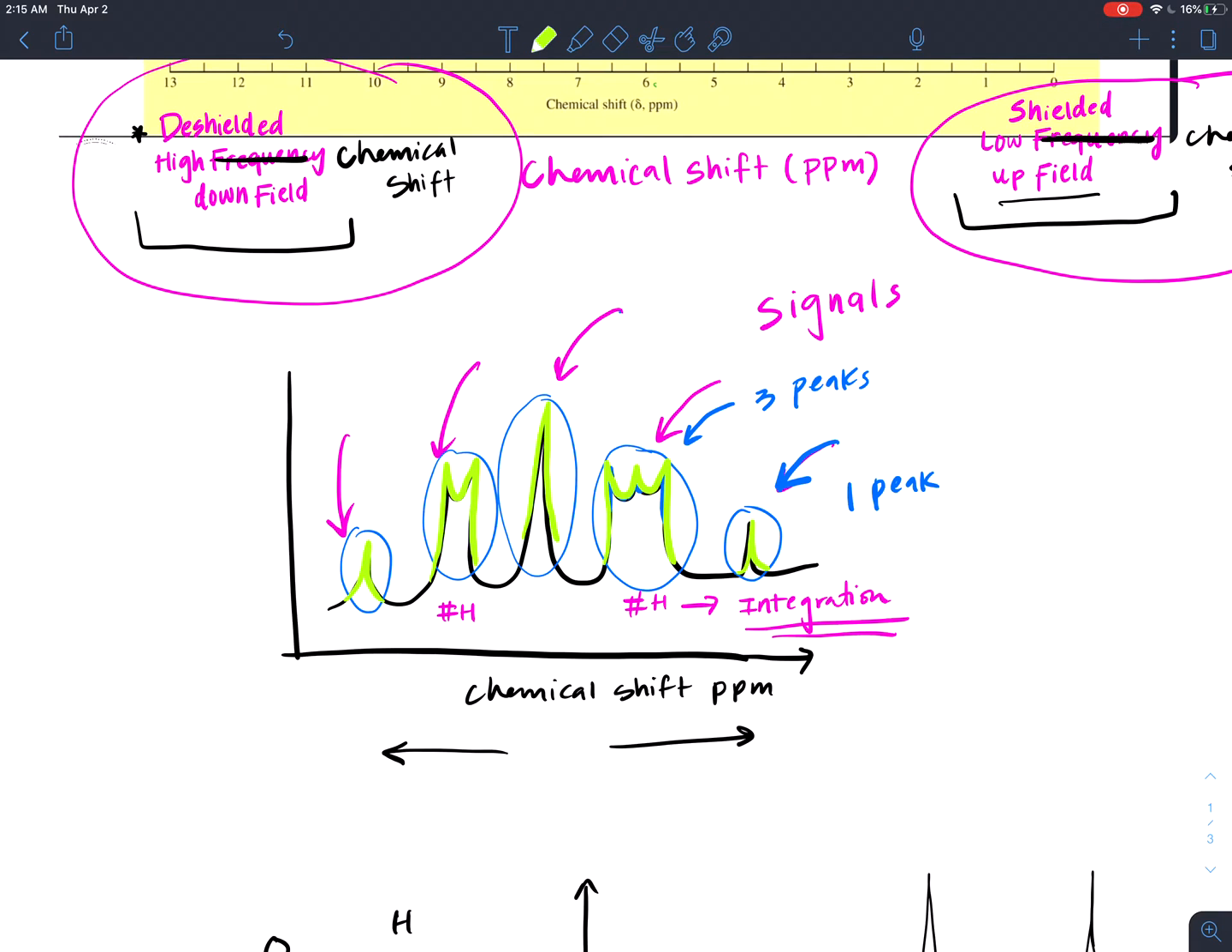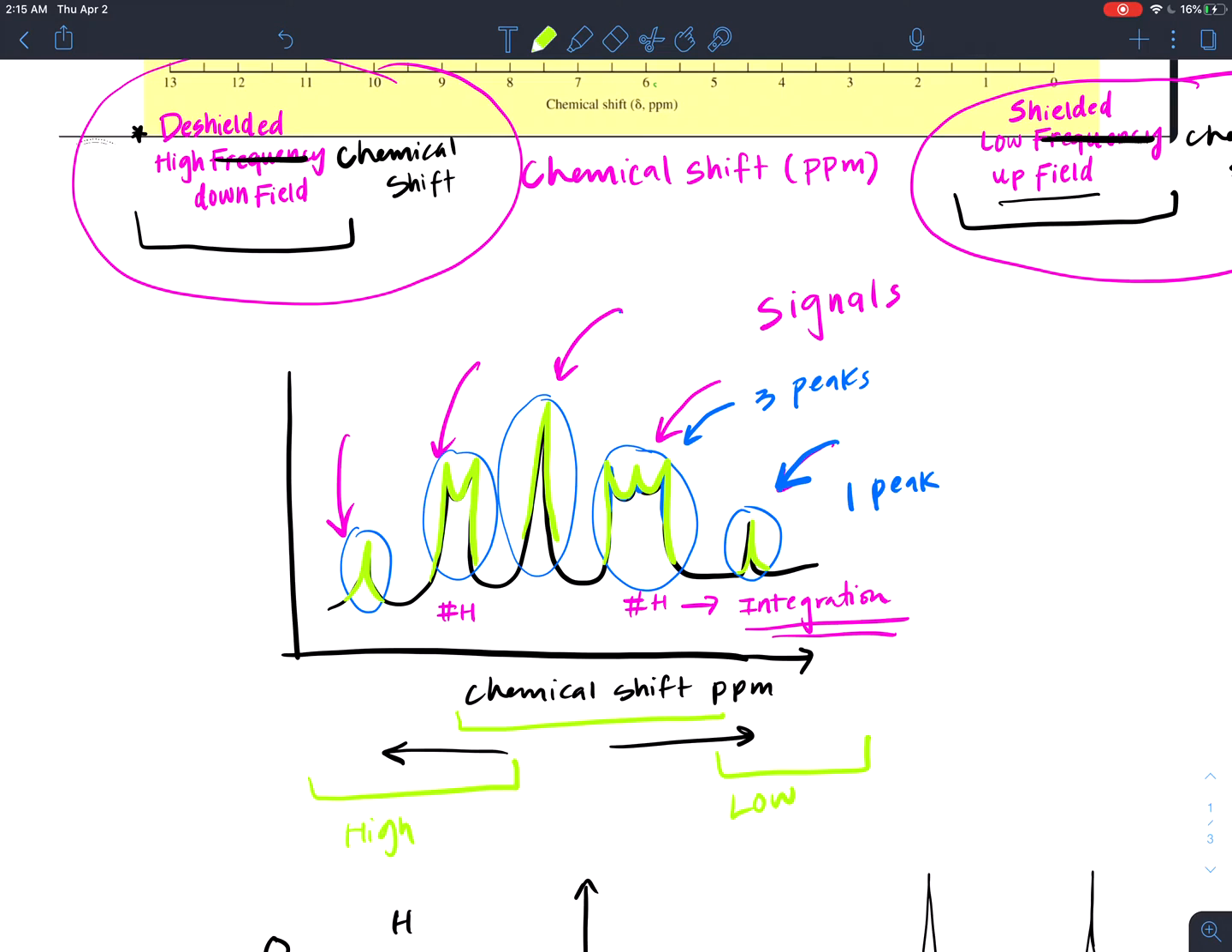So I know on the bottom, chemical shift. Everything on this side is going to be low frequency or low chemical shift. On this side, it's going to be high chemical shift. And this is low chemical shift, right? Always right is low, left is high chemical shift.